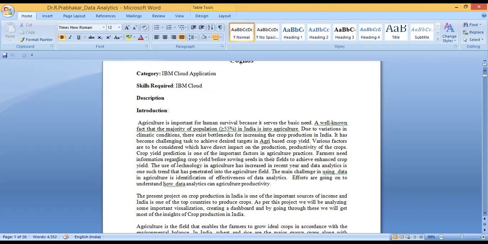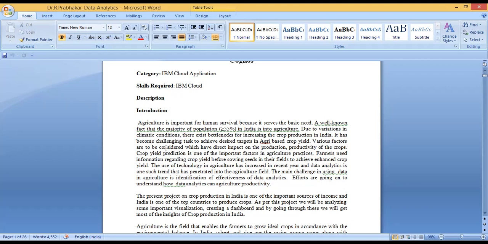Agriculture is important for human survival because it serves the basic need. As well, we know the fact that the majority of the population, about 55% in India, is into agriculture. Due to the variations in the climatic conditions, there exist bottlenecks for increasing the crop production in India. It has become a challenging task to achieve the desired targets in agri-based crop yield.